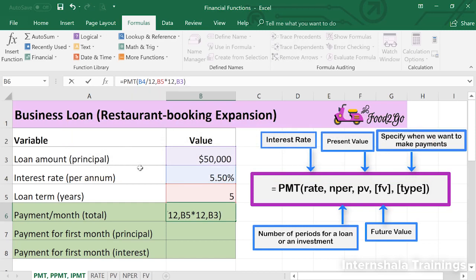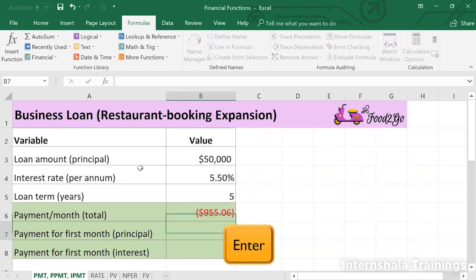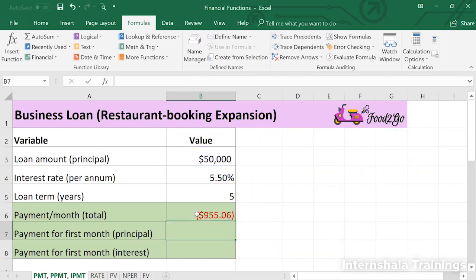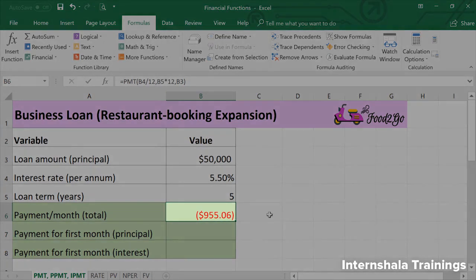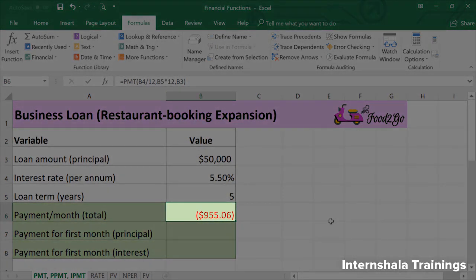Now that our function is complete, we can press enter. The PMT function tells us that Ishan has to make monthly payments of about $955 to service this loan over 5 years.